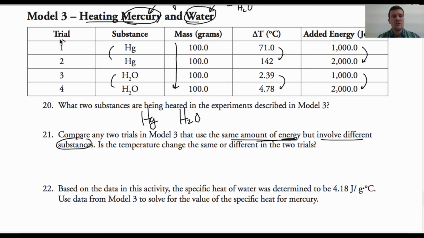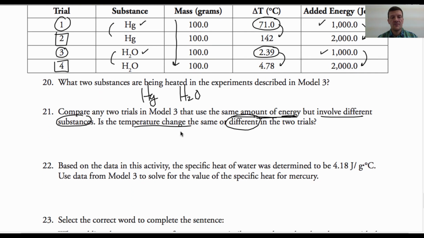So that would be trial 1 and trial 3. Or you could use 2 and 4. Same energy. Let's take 1 and 3. Same energy, 1,000 joules for both of them. But in 1 we're using mercury, in 3 we're using water. And it's asking, is the temperature change the same? Well, the temperature change here is 71. Here the temperature change is only 2.39. No, not the same. They're totally different. Water's temperature went up only slightly compared to that of mercury's. Okay? Very different.